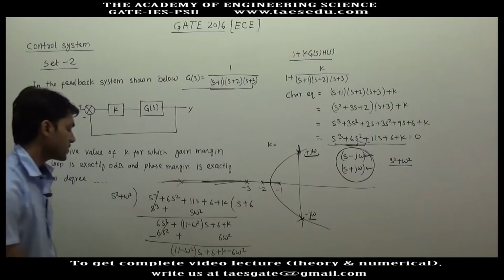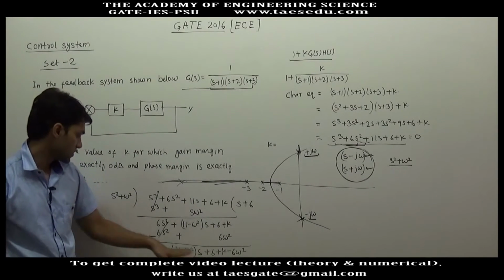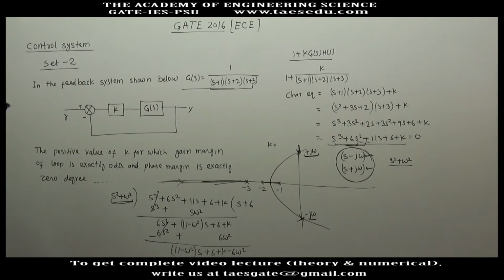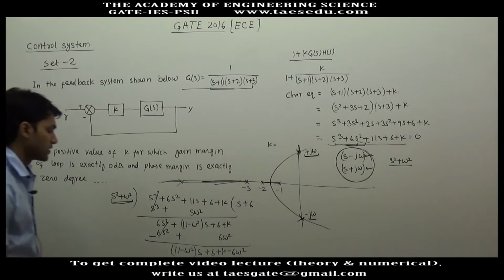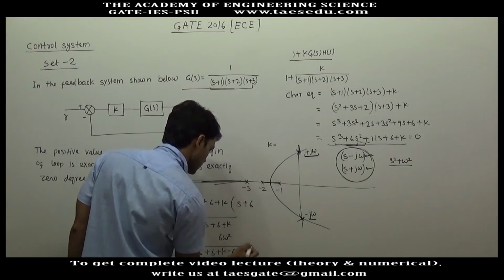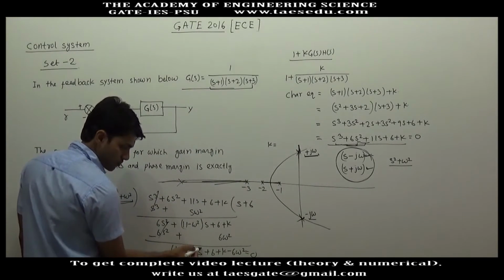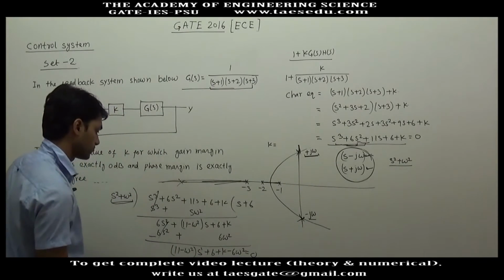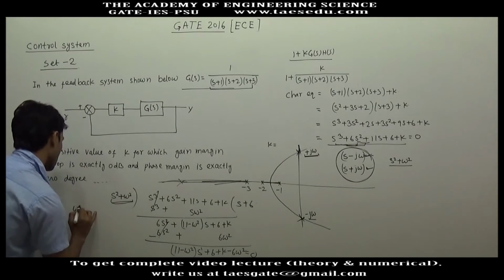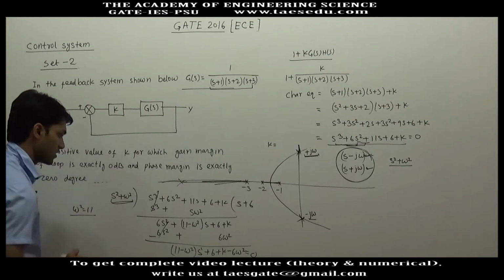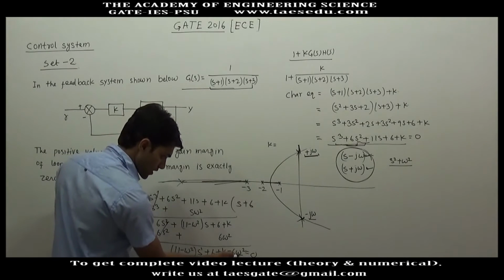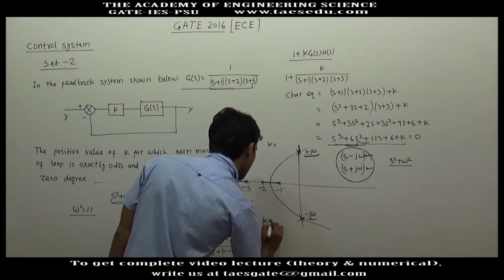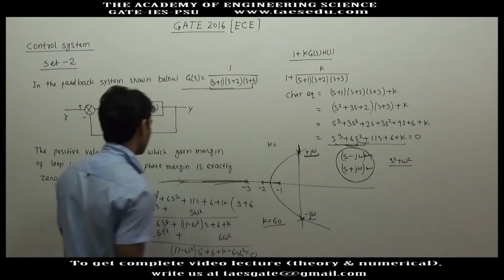Now the degree of remainder is less than the degree of s square plus omega square, so we will not divide further. This is the remainder, and this has to be 0. Here you have s to power 1, so this has to be individually 0 and this has to be individually 0. So from here we will get omega square equal to 11, and if you put omega square as 11, by equating this to 0 you will get k equal to 60.